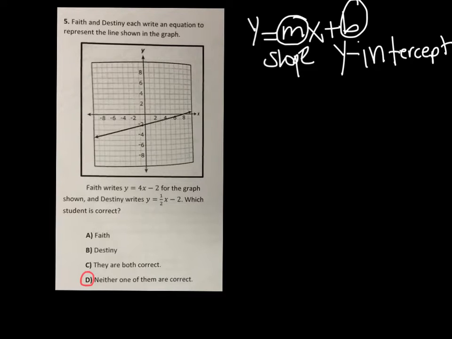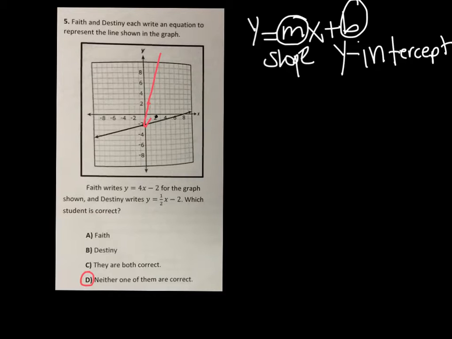Number 5, same thing, using our y equals mx plus b, where m is slope and b is the y-intercept. So Faith says that the y-intercept is negative 2, and she would be correct. And Destiny says that the y-intercept is negative 2, and she would be correct. But then if we look at the slope from the y-intercept, Faith says that you count 4 over 1. So 1, 2, 3, 4, and 1. That would be her first point. If I connect those points, that obviously is not the line that's made on there, so that's Faith's line. And then Destiny says you count up 1 over 2.